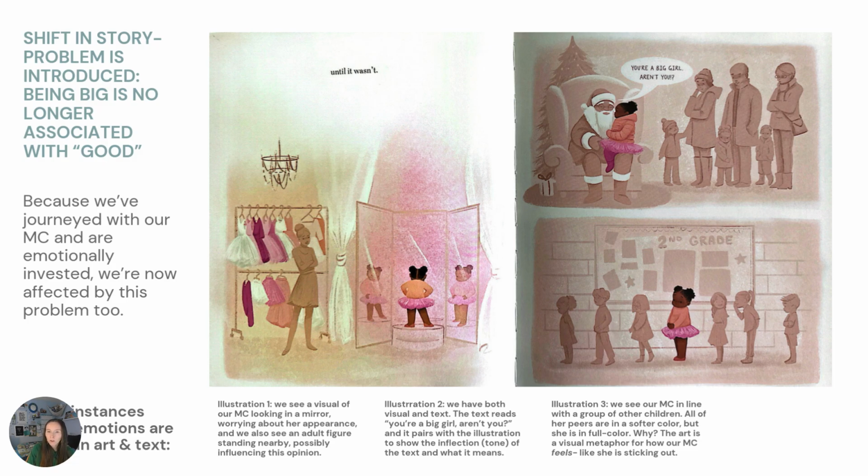The second illustration we have on the top right of the page, we see her sitting on Santa's lap, and the text reads, "you're a big girl, aren't you?" And it pairs really nicely with the illustration to show the inflection or tone of the text and what this is meaning. In illustration 3 in the bottom right corner, we see our main character standing in line with a group of peers. All of her peers are in a softer color, but she's in full bright color.